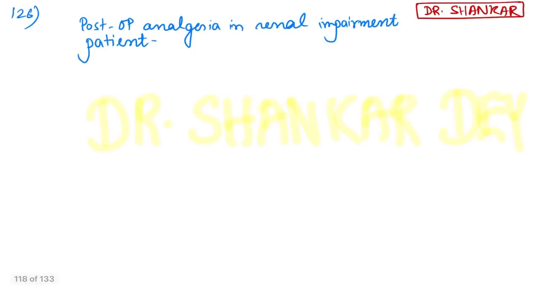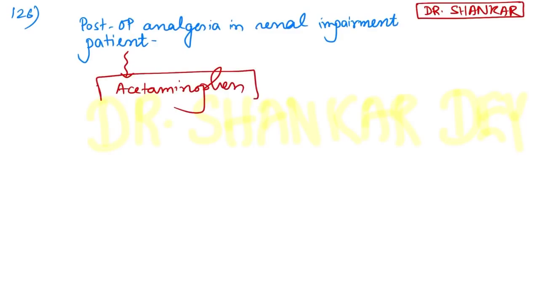Post-op analgesia in a patient with renal impairment: this is paracetamol, and another name of paracetamol was given, that is acetaminophen. I am discussing questions based on my knowledge and the lectures given by faculties after the exam in their pages. So I may be wrong, please do correct.